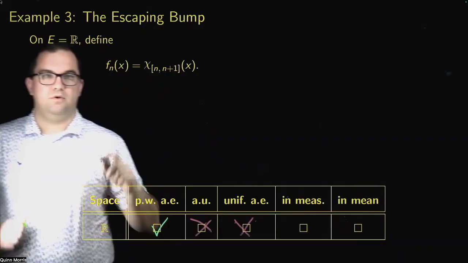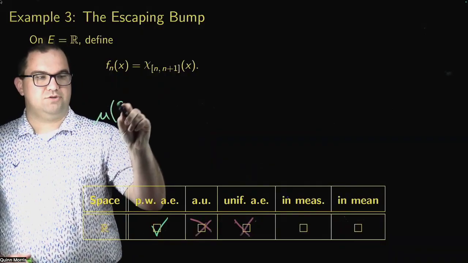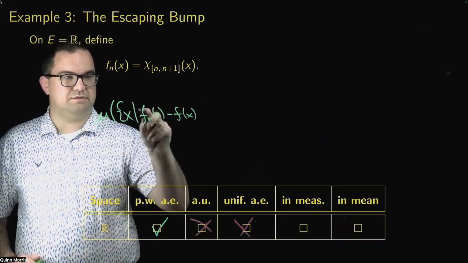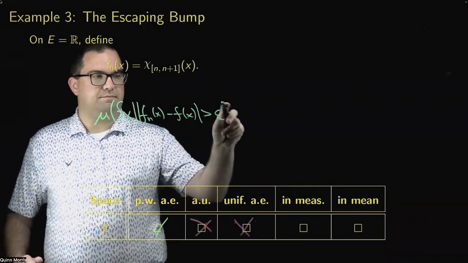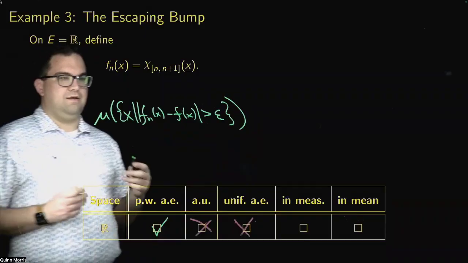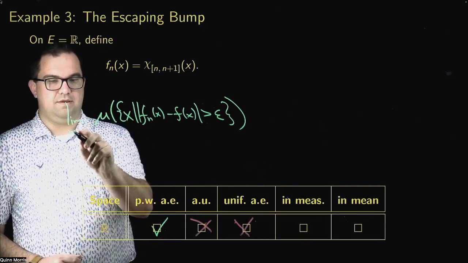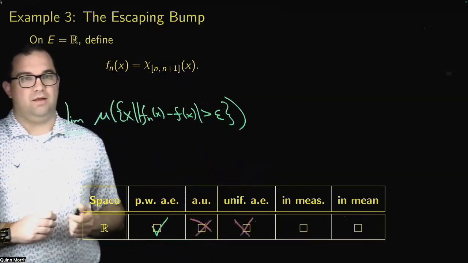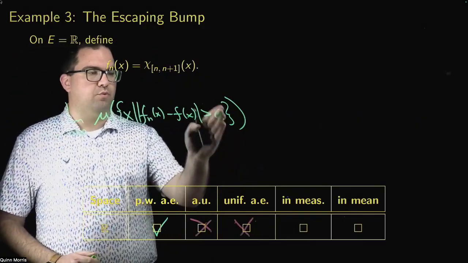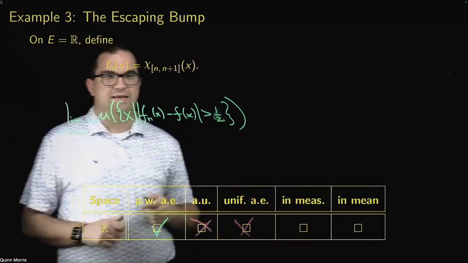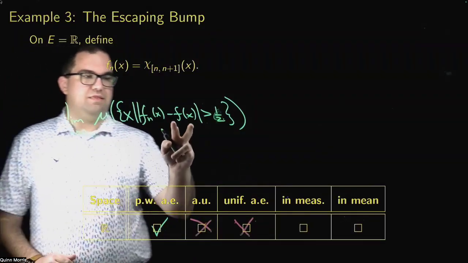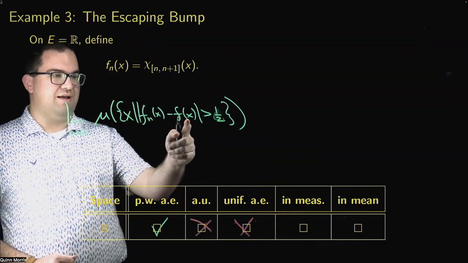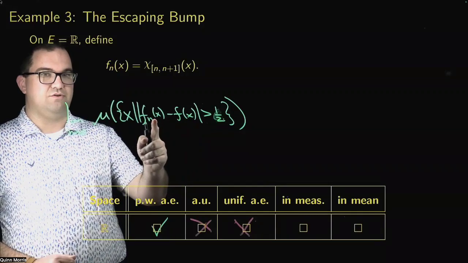So in measure, we need to think about the measure of the set of all x such that f sub n of x minus f of x is greater than epsilon. Well, if this is going to converge in measure, I need to show this limit is 0, and I need to show that for every epsilon. Well, let's say I take epsilon equal to 1/2, and let's just look at that case. Then this set is really just asking, for what values are f sub n of x minus f of x different? Because this only takes the values 0 and 1.